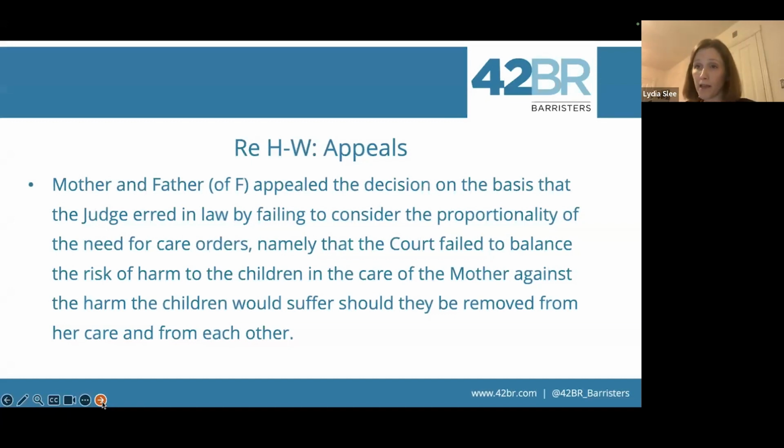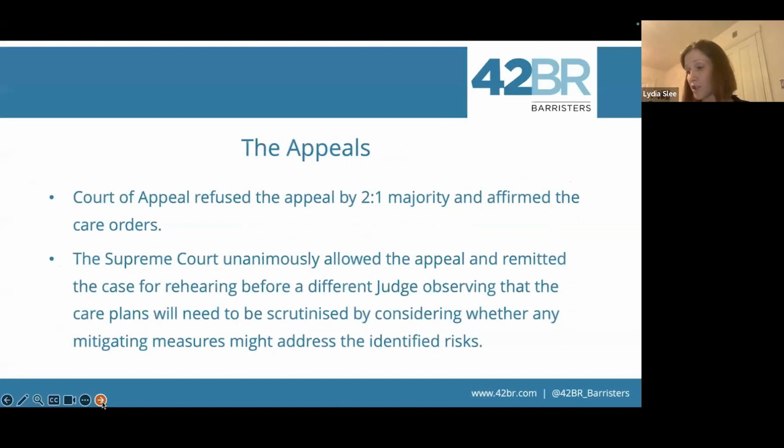The Court of Appeal upheld the judge's decision, and in fact the appeal can be found at citation 2021 EWCA Civ 1451. The appeal was refused by a 2-to-1 majority, and the care orders were affirmed.